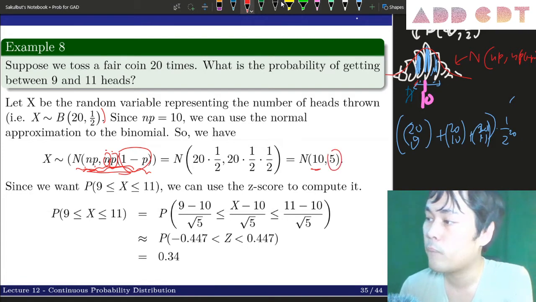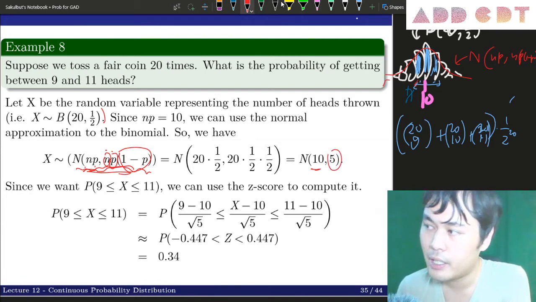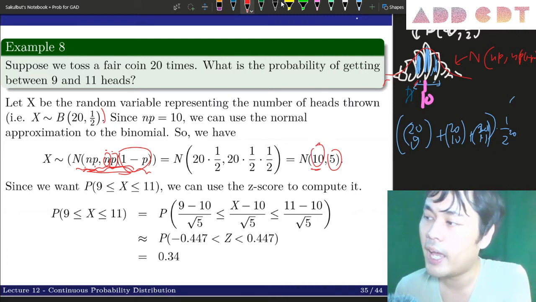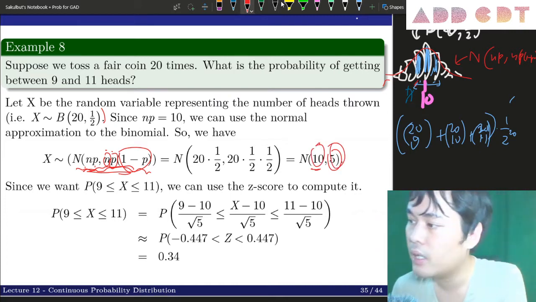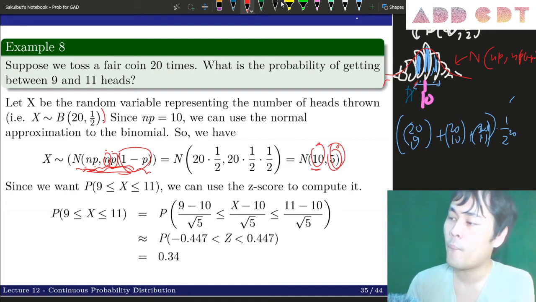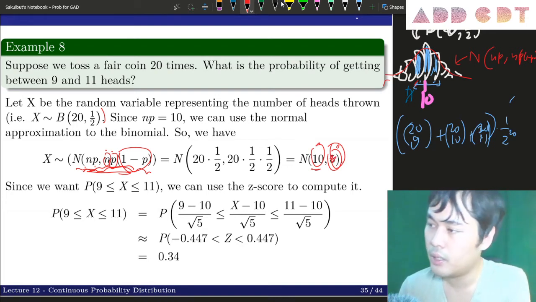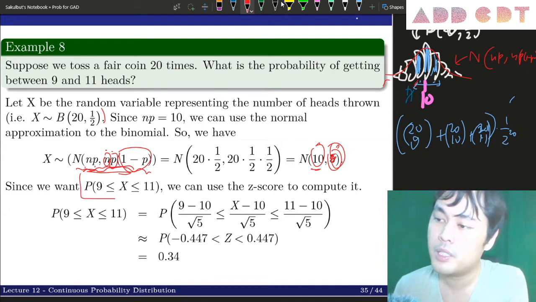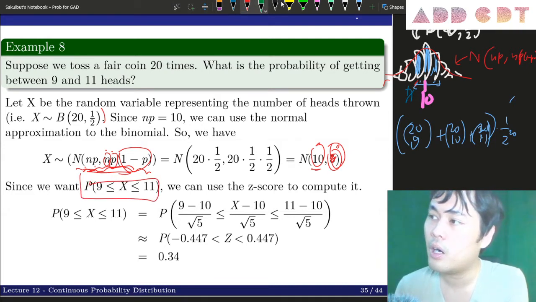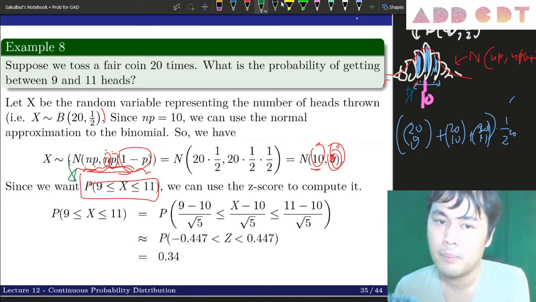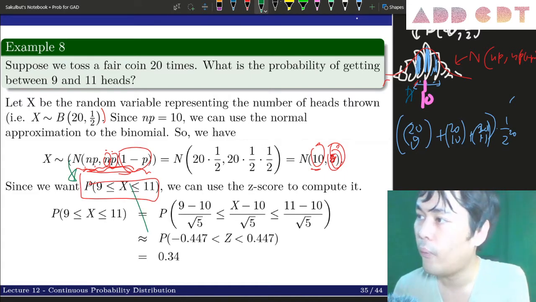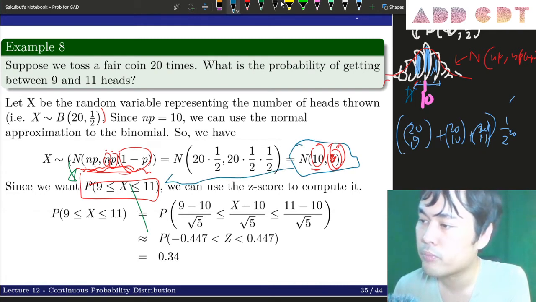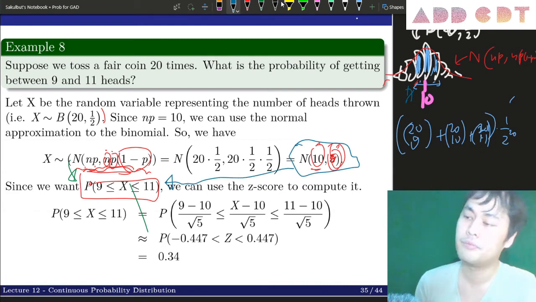So that's 5. So now we know that the red curve will look like the normal distribution with mean 10 and variance 5. Okay. So if you want to compute the original problem about the binomial distribution, we can use this easier to compute normal distribution to approximate it.